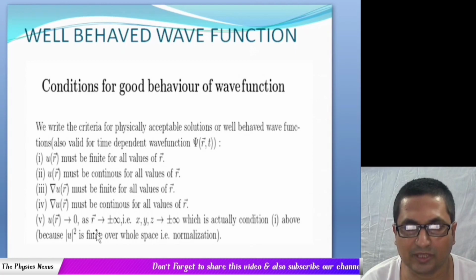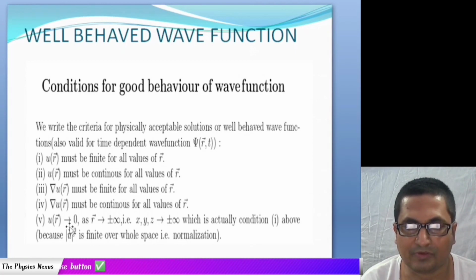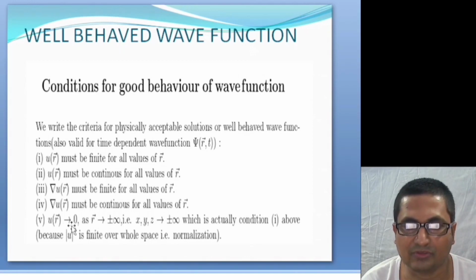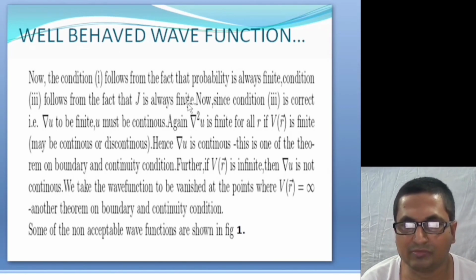And the last condition is that if r tends to plus or minus infinity, that is for large values of r, the wave function vanishes. This is actually related to condition 1, which represents that probability is finite over the whole space, known as normalization, to be discussed later in the course. Now condition 1 follows from the fact that probability is always finite, and we know that probability is related to the modulus square of psi. So if probability is finite, then psi must be finite.